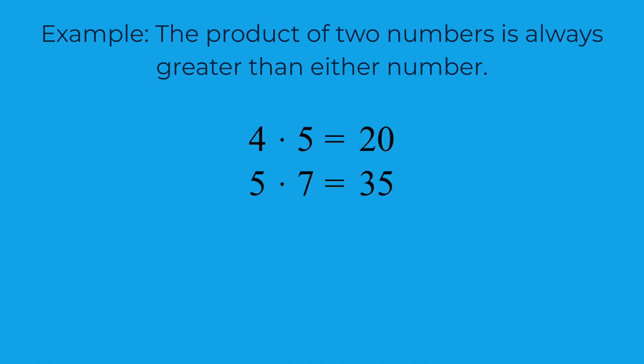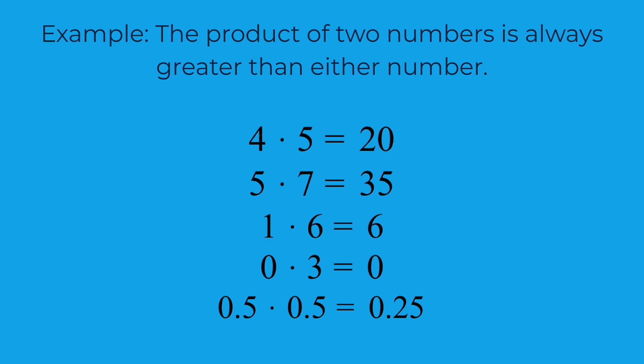But then we're trying to find some counterexamples so we can prove this statement false. So how do we do that? Well, all we need is to look at extremes. For example, 1 times 6 is 6. 6 is not greater than 6. 6 is equal to 6. And we can even see that in the next example. 0 times 3 is 0. 0 is obviously less than 3, meaning that the counterexample proves that this conditional statement is false.